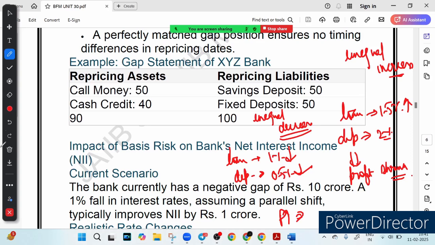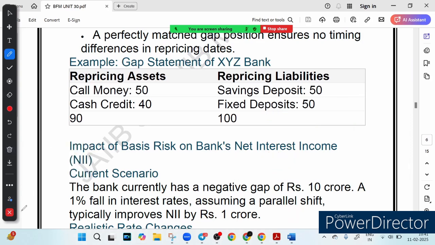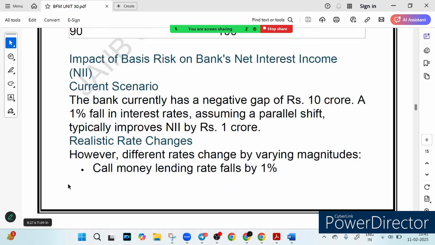Now, let us talk about the impact of basis risk on NII. We will talk in detail about how it affects net interest income. So here we have a scenario before you. I will explain in detail. Imagine you are running a business where both your income and expense depend on interest rate. Now, what if the money you earn decreases faster than the money you spend? That is exactly how basis risk impacts the NII. Let's break it down in simple terms.